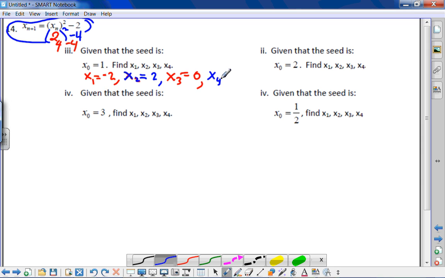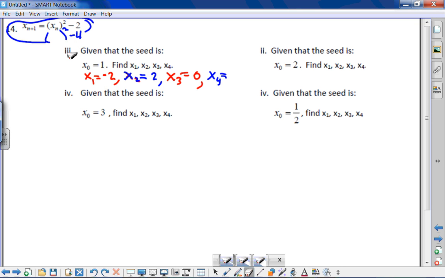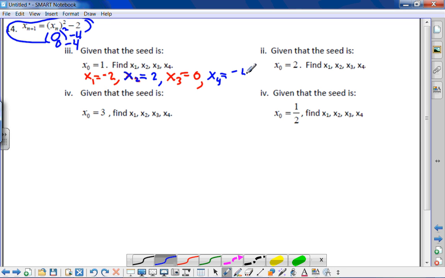And finally, this could go on forever, but this problem only asks for the first 4 iterations. So for the fourth iteration, again, we'll use the previous term and apply the same rule to it. The previous term was 0. When we square that, we get 0, and 0 minus 4 is negative 4.